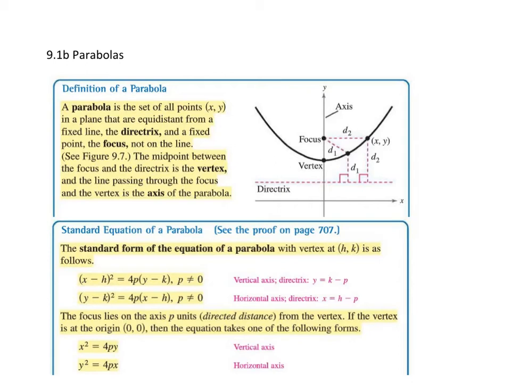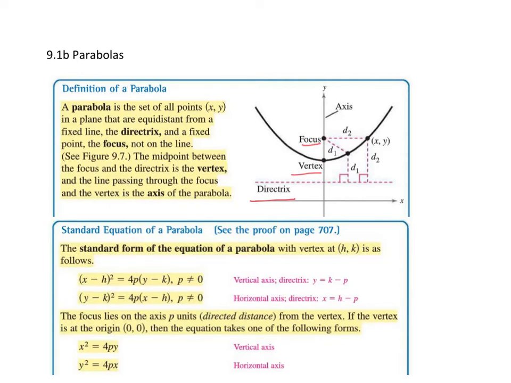Okay, now we're going to talk about parabolas. We've kind of done this already, but we're going to go over it again. They have a vertex. They have a focus sitting inside the bowl. The bowl sits on a line called the directrix. The distance for this is where we get P at.